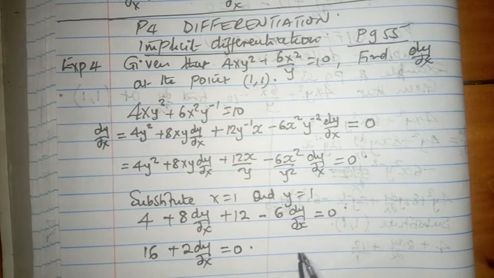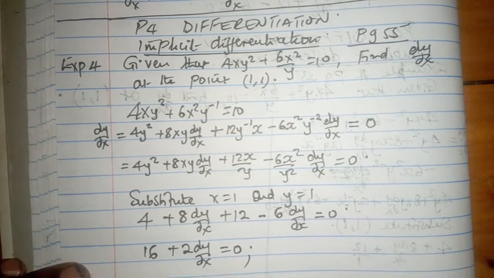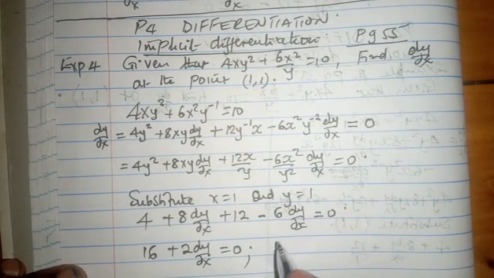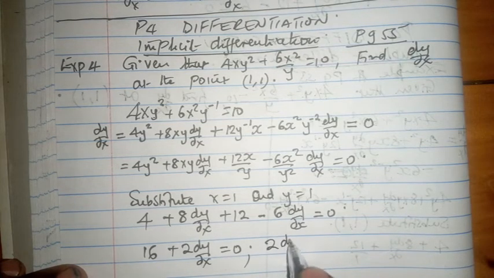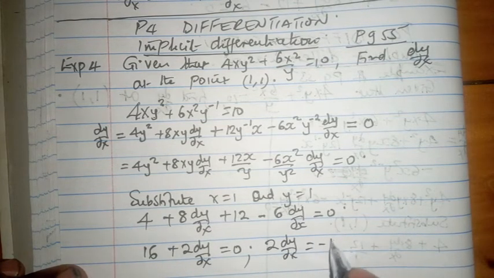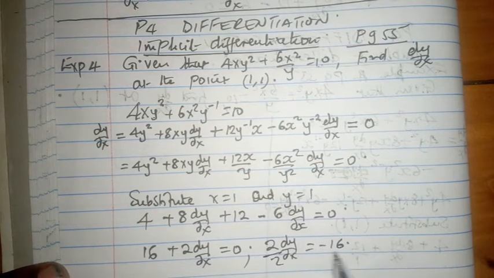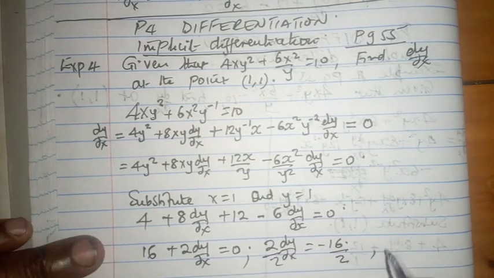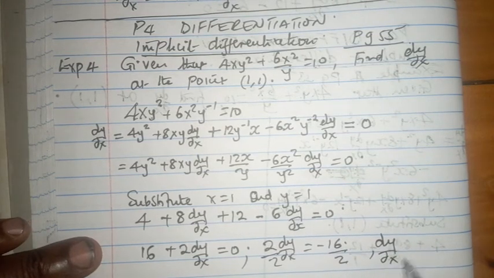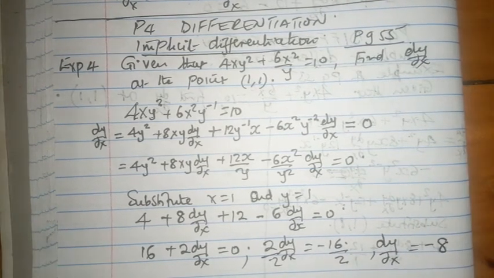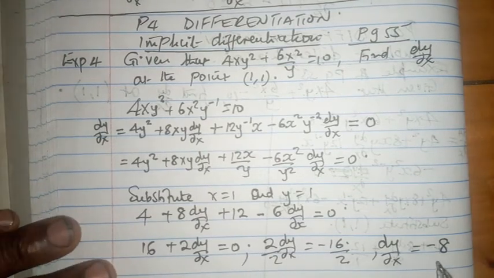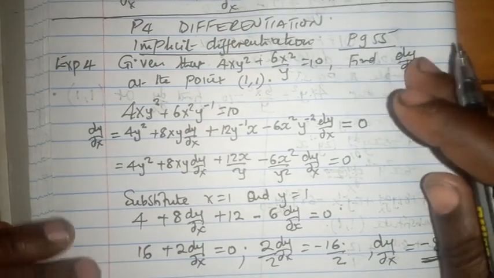Of course, we are supposed to make dy/dx the subject of the formula, and therefore 2 dy/dx is equal to minus 16. If you divide both sides by 2, you realize that our dy/dx is simply minus 8. And that is what we needed to find.